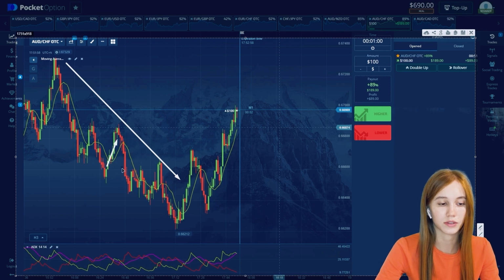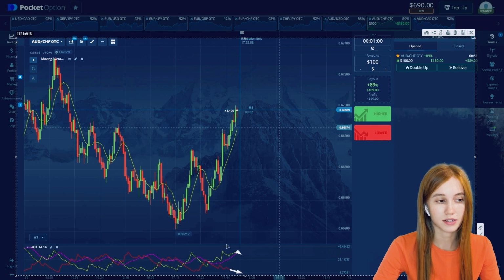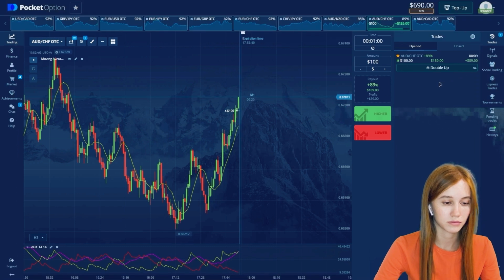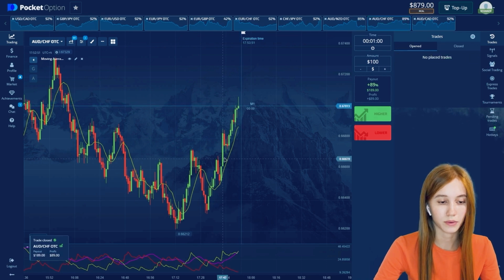Also on ADX, the green line began to go down, but the red line also went down. The purple line went up strongly, indicating great instant intensity. There are 7 seconds until the end of the deal. And let's see. The chart is growing well. Plus deal, profit is $89. Good. Let's move on.